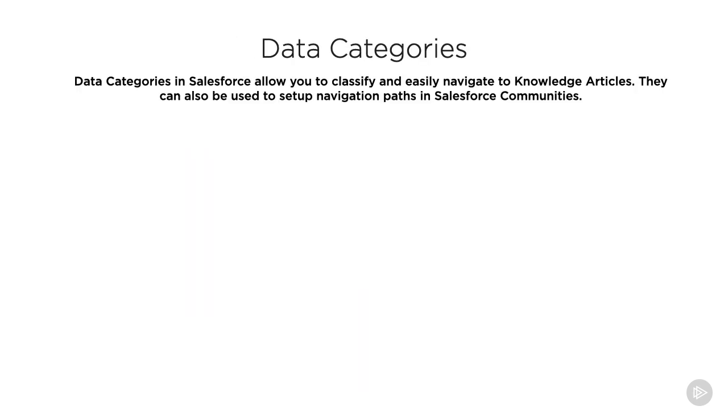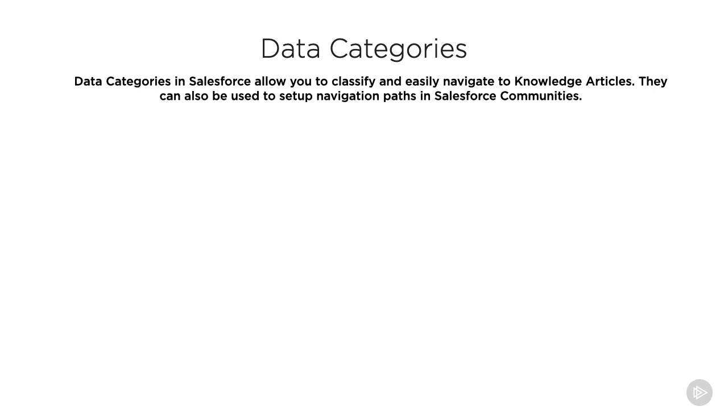So now that we understand what the knowledge object looks like, let's learn a little bit more about the data categories themselves. We already talked a little bit about them, but let's dive into them more as they are key features in Salesforce Knowledge. Data categories in Salesforce allows you to classify and easily navigate to articles. They can also be used to set up navigation paths in Salesforce communities to make it easy for people accessing the community to find what they're looking for.